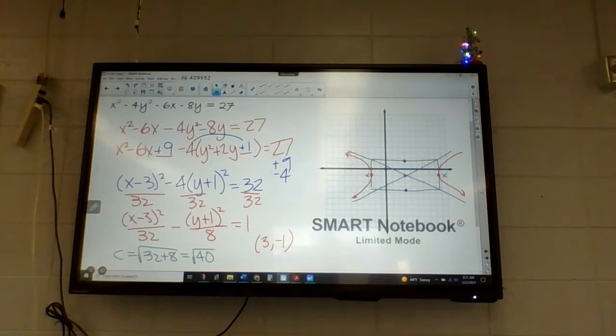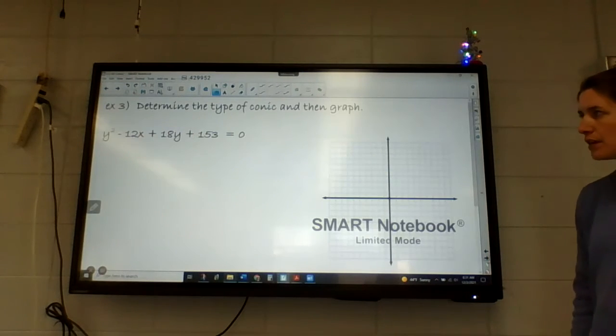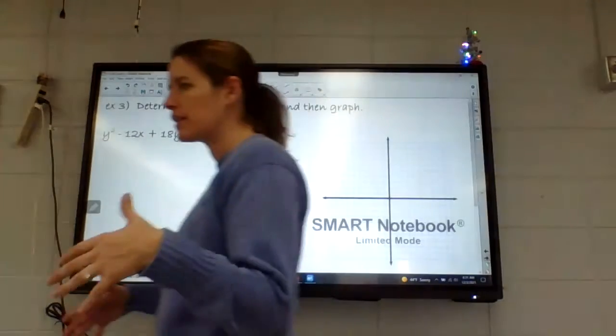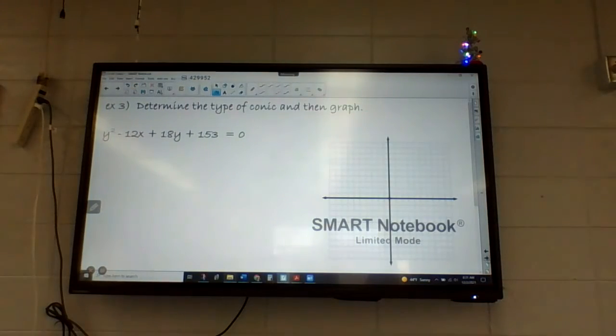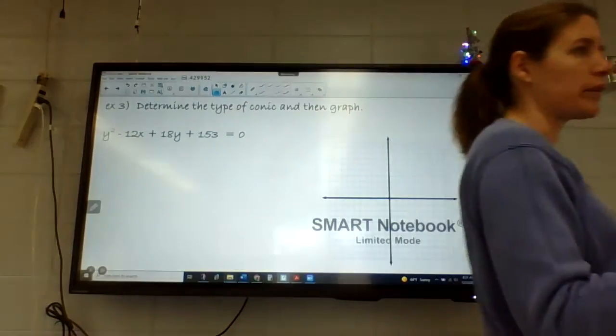All right, so when you're ready, if you want to look at that next one, determine the type of conic first, because that kind of sets up your game plan for everything else. I feel like this is the easiest one to spot. What kind is this one? Parabola, because there's only a y being squared. So that's kind of our clue that it's a parabola. It's only y being squared.